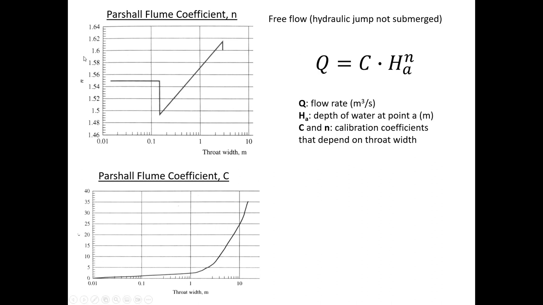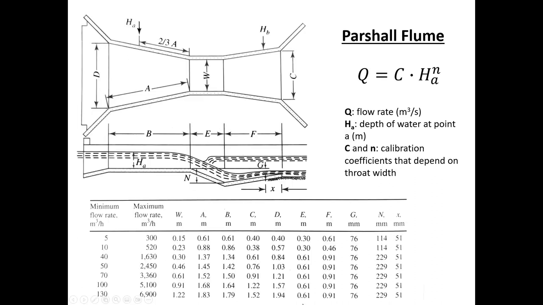And so these figures illustrate how to get the flume coefficients for N and C. Just to get a sense for how these pieces fit together, let's say that we had a flume that had a 1 meter throat width. If we look at the previous case, a 1 meter throat width would be able to quantify probably more than 100 cubic meters per hour, maybe 120 cubic meters per hour, and as high as maybe about 5,500 cubic meters per hour, because you can see here it's got the metric equivalent of standard sizes that are set in British units.